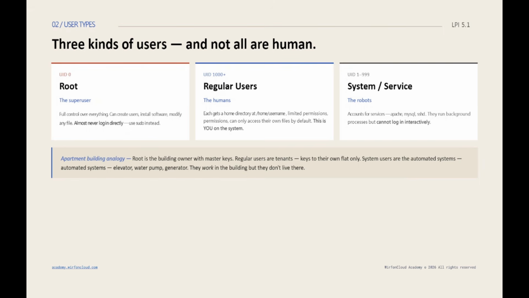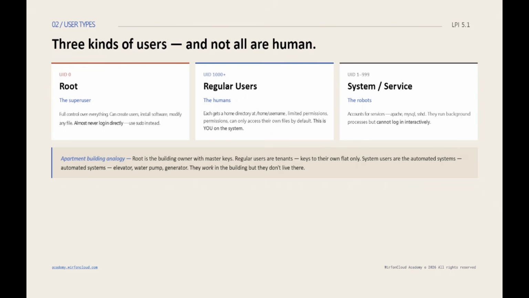3 types of Linux users. 1. Root user with UID 0, a superuser, with full control over everything. In most cases, you hardly log in directly as root. Use sudo instead. 2. Regular users. All regular users get a UID from 1000 and above. Each user gets their own home directory at /home/username and can only access their own files by default.